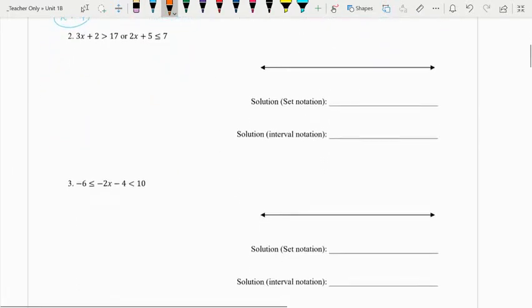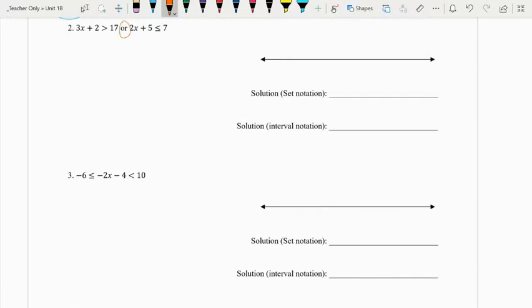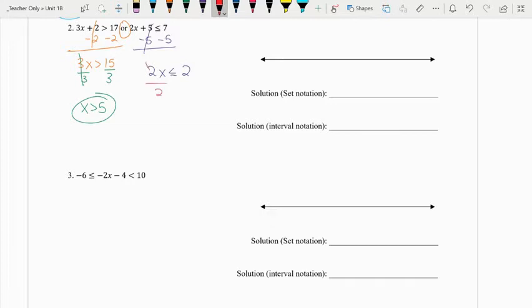On number 2, you have the word or, so this means that this is where one, the other, or both are when we graph them. On the left, we're going to subtract 2, and we get 3x is greater than 15. Then divide by 3, which gives me x is greater than 5. In the other equation, we would subtract 5 first, and we get 2x is less than or equal to 2. Then we divide by 2, and we get x is less than or equal to 1.